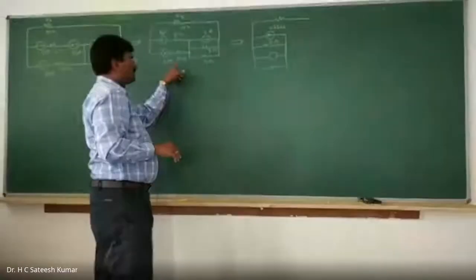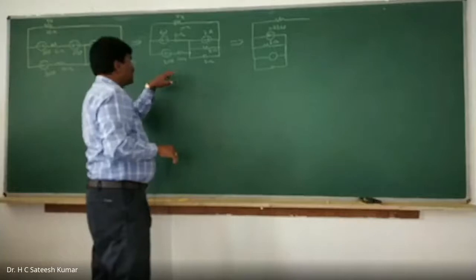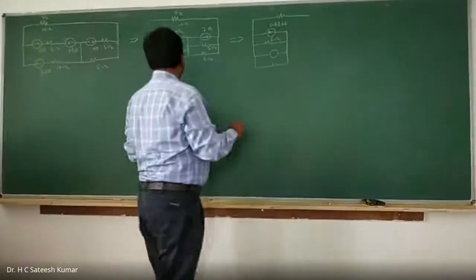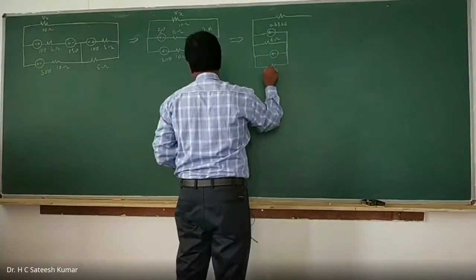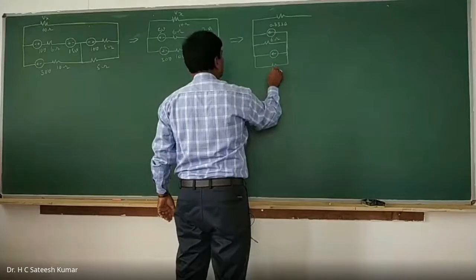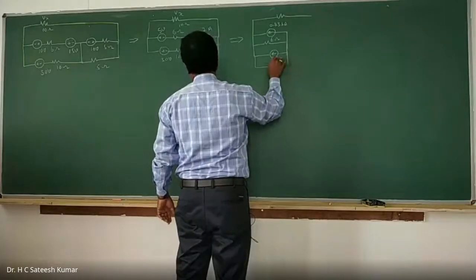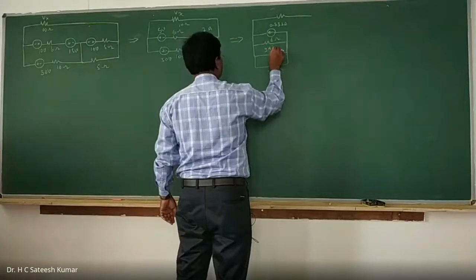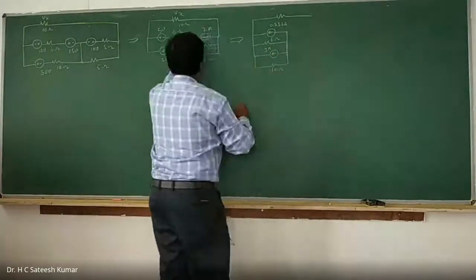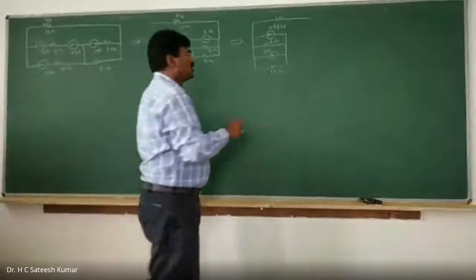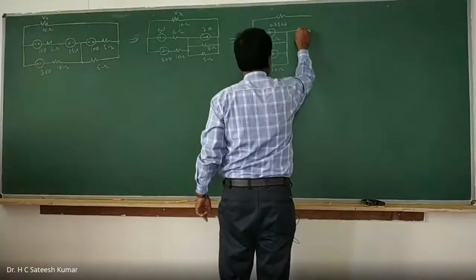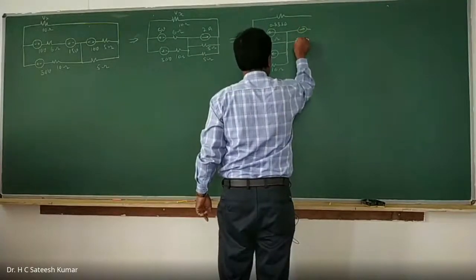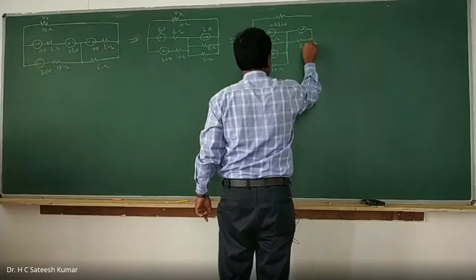I is equal to V by R, that is 30 divided by 10, which is 3 amps, with the arrow mark on the left side, 10 ohms. And this is 3 amps. And these two are parallel, 5 parallel with 5 is 2.5, so therefore we'll get a single resistance of 2.5 ohms.